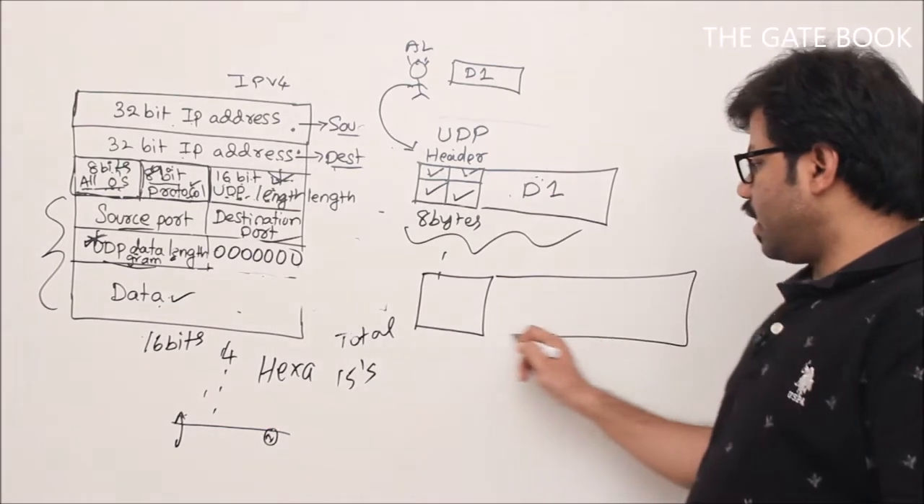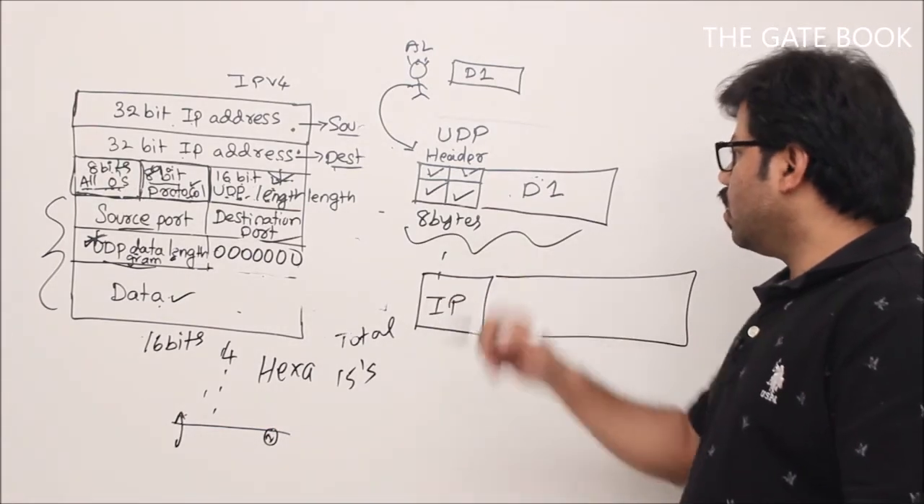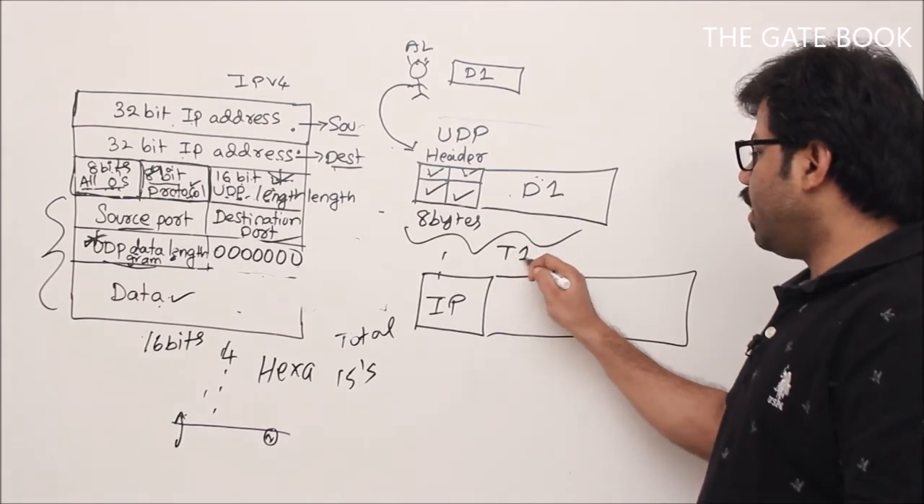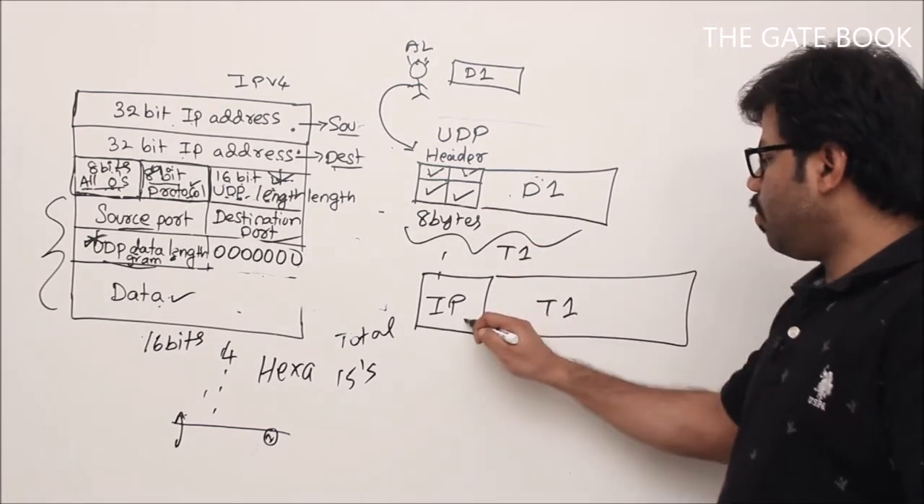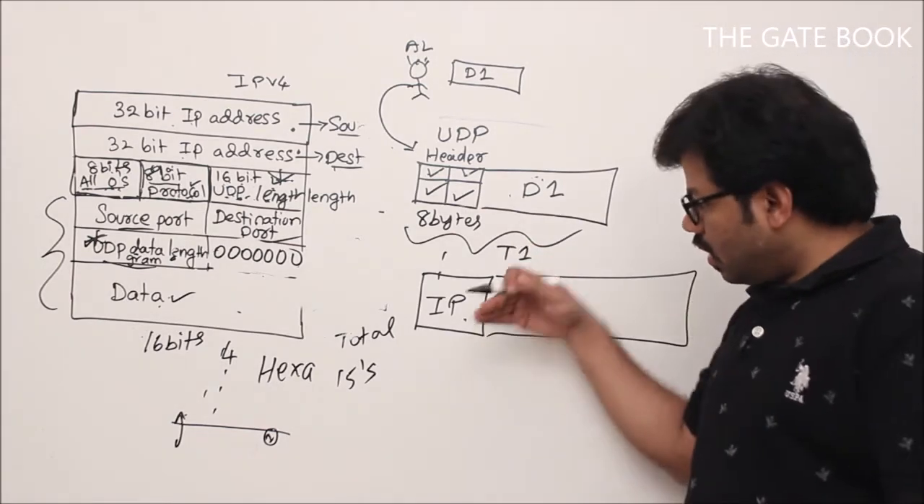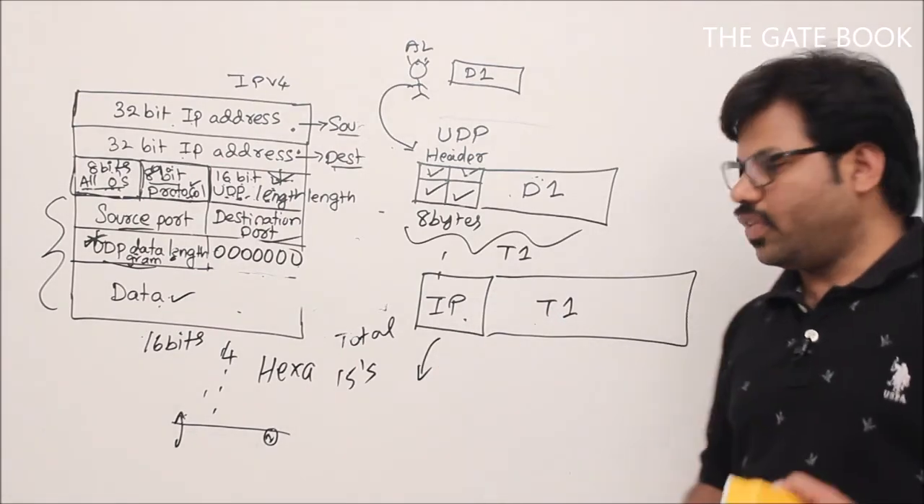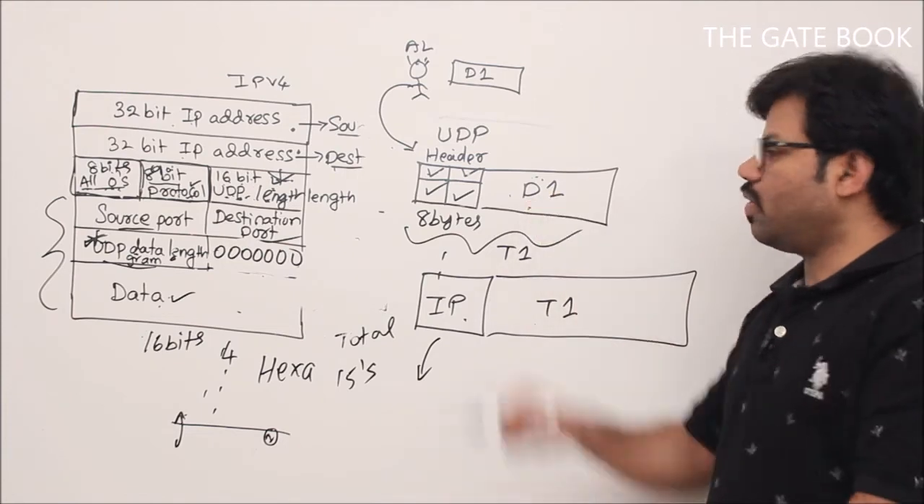Now IP is like this. This is IP followed by this entire thing. Let's call the transport layer data T1. So IP T1 will be sent, but of course at the next level one more header, the data link layer header, will be added. It doesn't matter for us. We would like to focus here now.